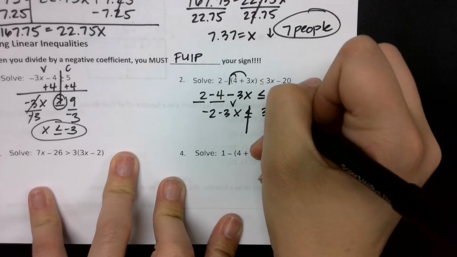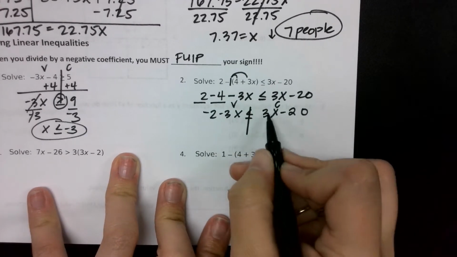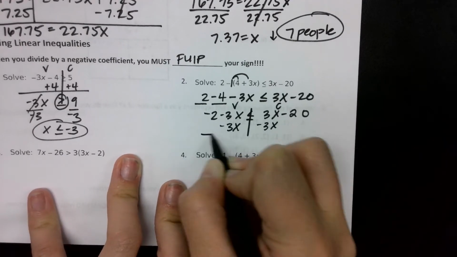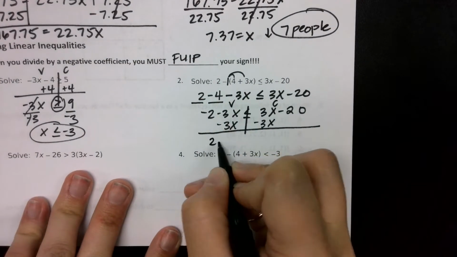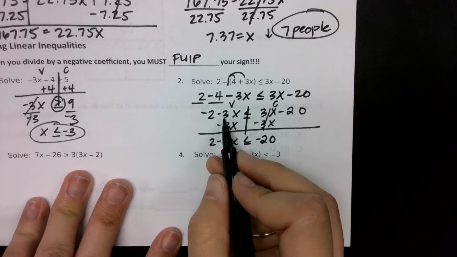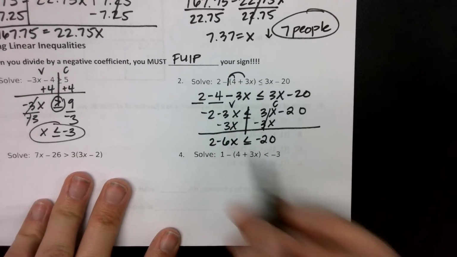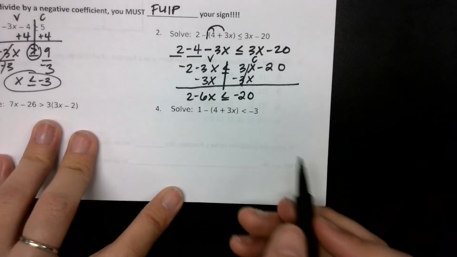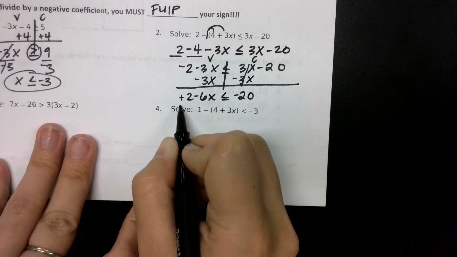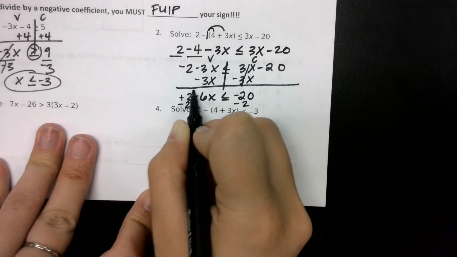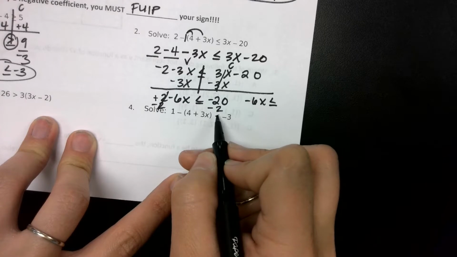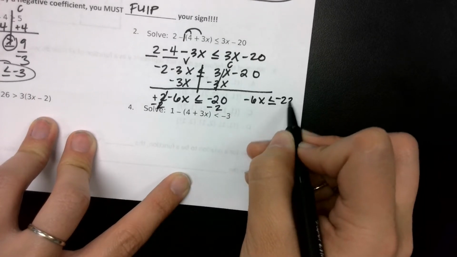Variables go on the left, constants go on the right. I have a variable term on the right side. It's a positive 3x. The inverse is a negative 3x. This becomes 2 minus 6x is less than or equal to negative 20. Negative 3x minus 3x is negative 6x. Do not be lazy and not use your calculator. Now I just solve. What's the inverse of this positive 2? A negative 2. This becomes negative 6x is less than or equal to negative 20 minus 2 is negative 22.